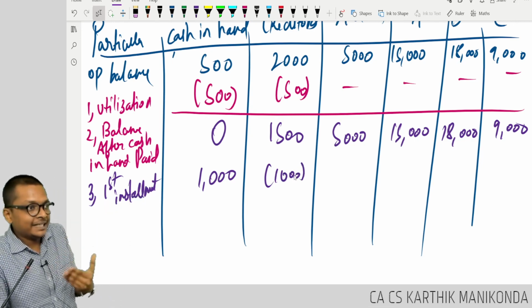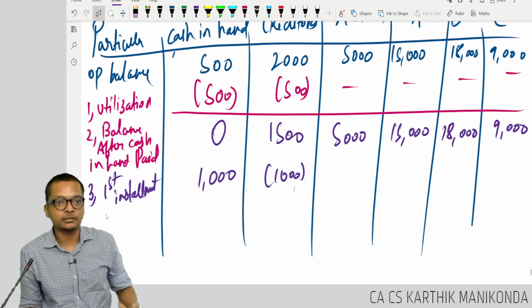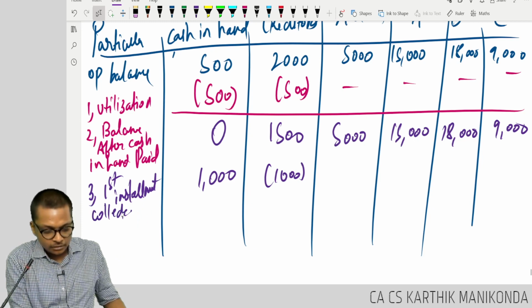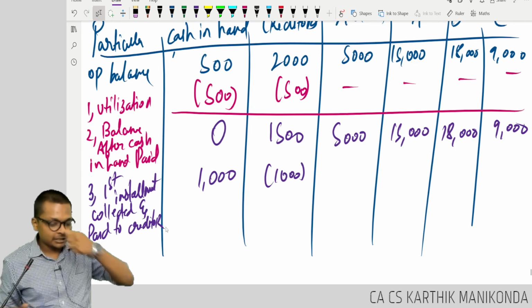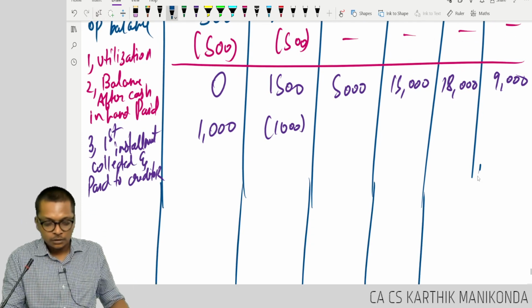No sir, I want to write detail. Next line I will write: installment of 1,000 paid to creditors. Okay, so I will write first installment collected and paid to whom? Creditor. Explain what you are doing. First installment collected and paid to creditor. Next item.